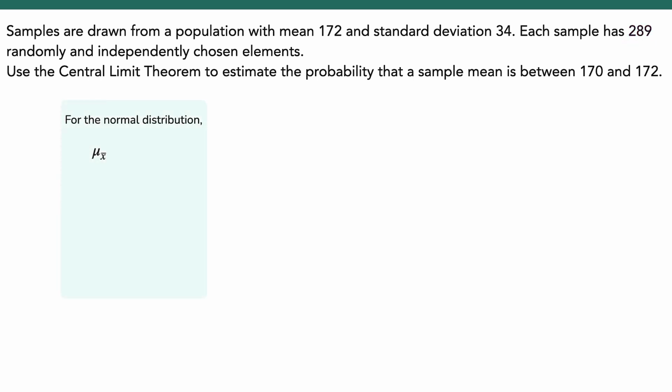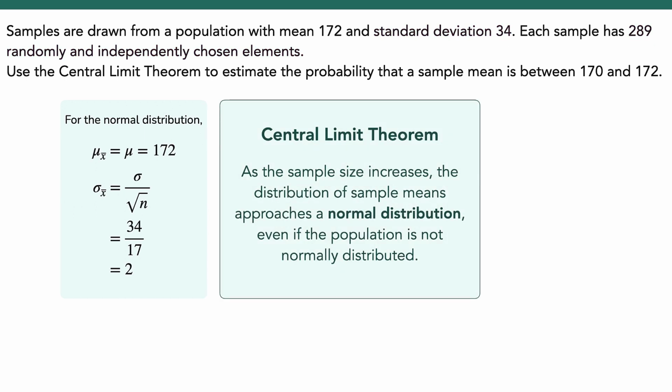The mean of the sampling distribution is equal to the population mean, mu, which is 172. The standard deviation of the sampling distribution, sigma x bar, is equal to the standard deviation of the population divided by the square root of the sample size. That's 34 divided by the square root of 289. The square root of 289 is 17, and 34 divided by 17 equals 2. The central limit theorem tells us we can approximate the distribution of the sample means using a normal distribution with this mean and standard deviation.